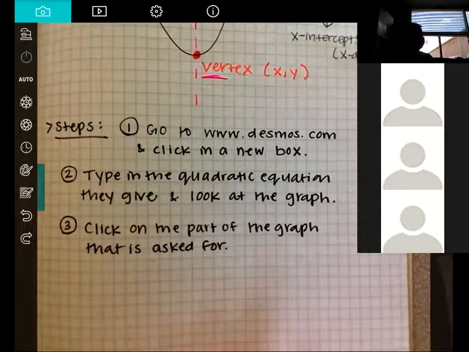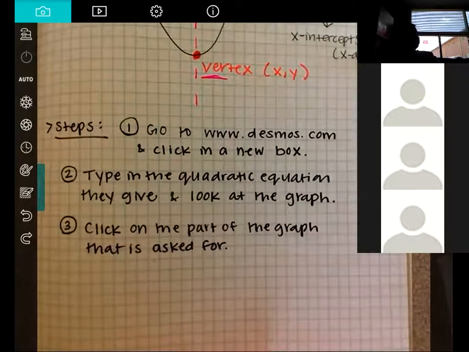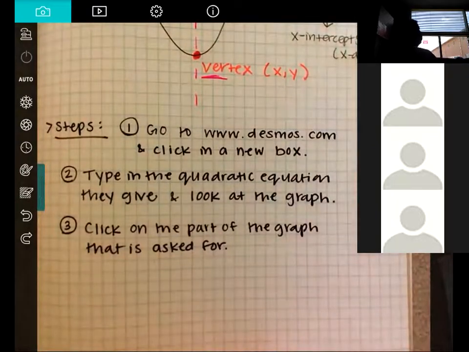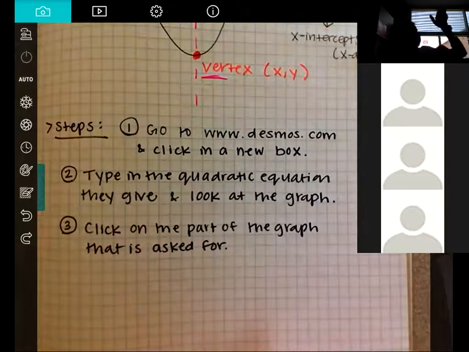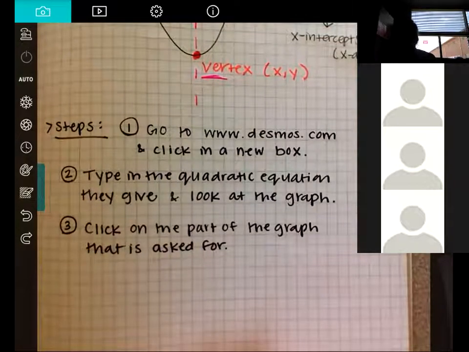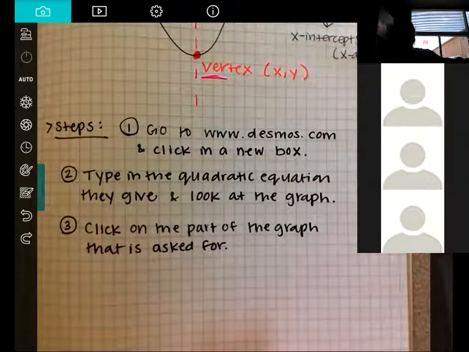And that's it. Like if it says vertex, you better click on that turning point. If it says solutions, you got to click on the x-intercepts. It says y-intercept, click on the y-intercept. I'm going to pause while y'all finish writing the steps, and then we'll do 2 examples.